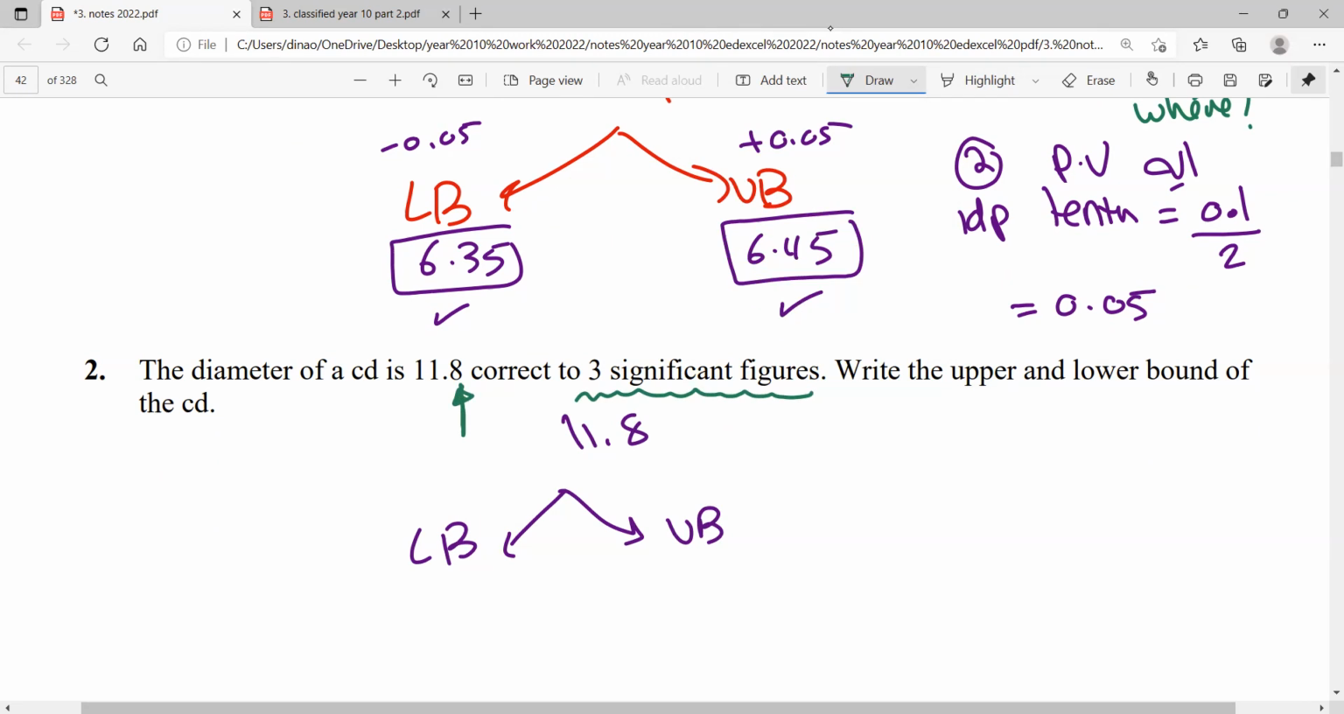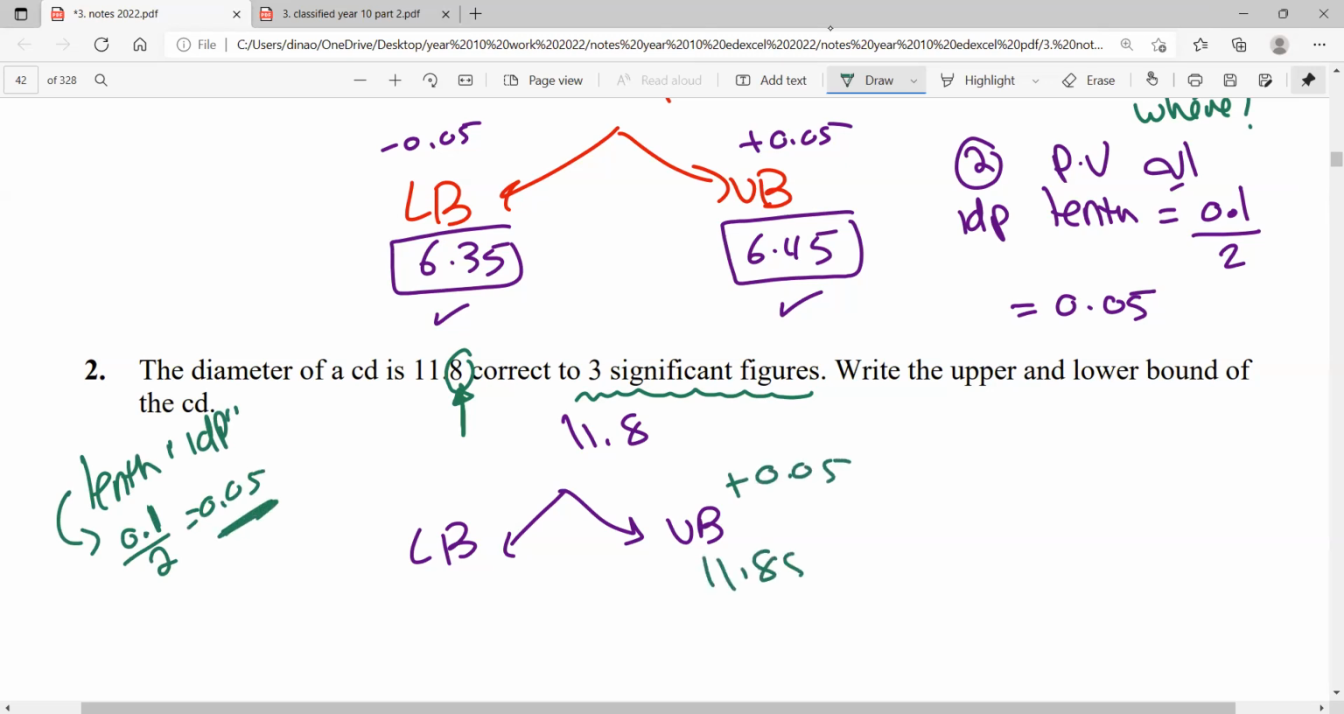The second question is, what is the place value of this 8? This 8 over here is the 10th or 1 dp. And then what do I do? Change the 10th into its value. Divide this value by 2. Add this number to find the upper bound, which is 11.85. Subtract this number to find the lower bound, which is 11.75.